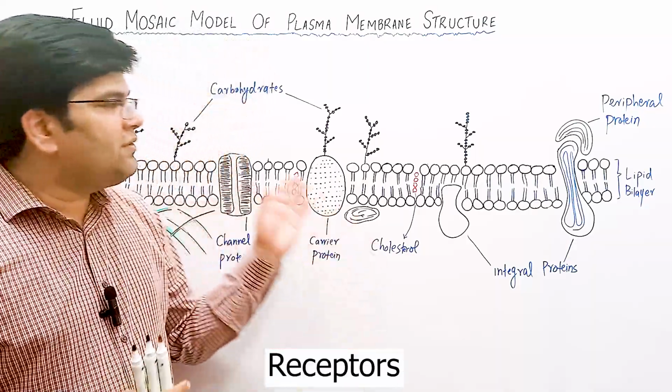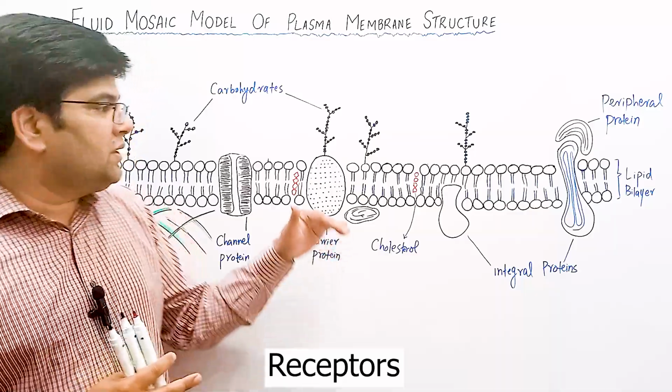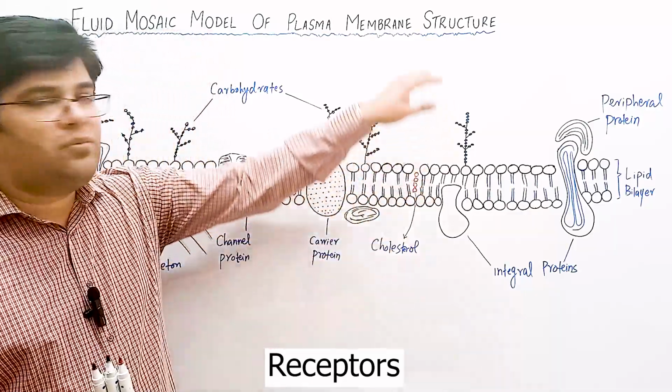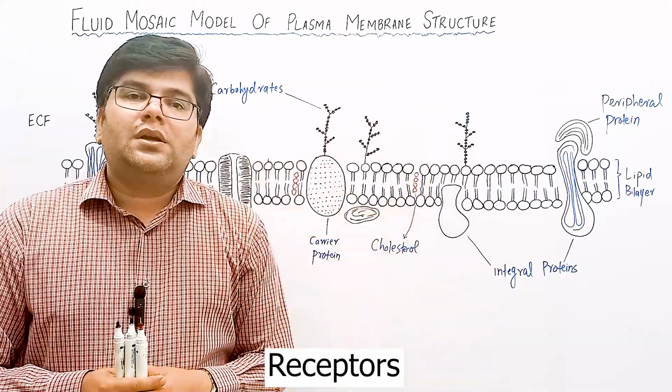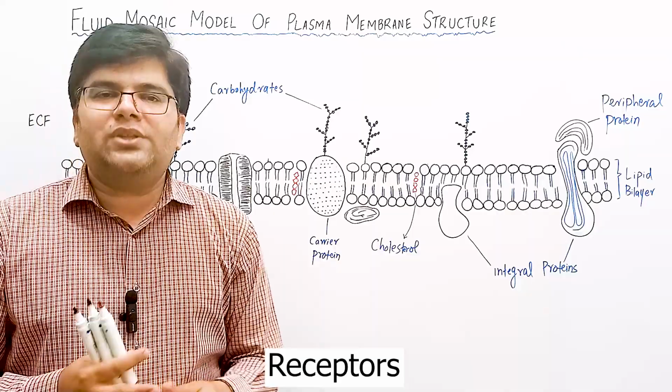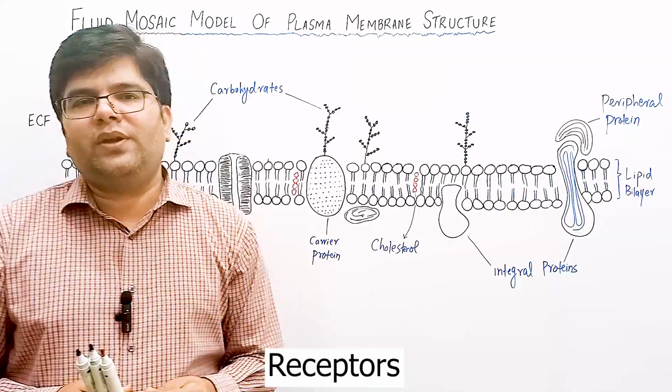Many proteins present in our cell membrane behave as receptors on their outer side because they respond to the messenger molecules which are coming from the extracellular environment. Some examples of these messenger molecules are water-soluble hormones, for example, insulin, glucagon, epinephrine, norepinephrine.